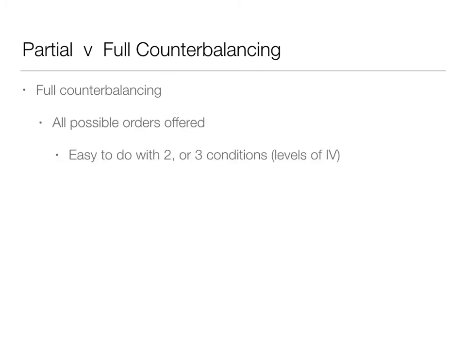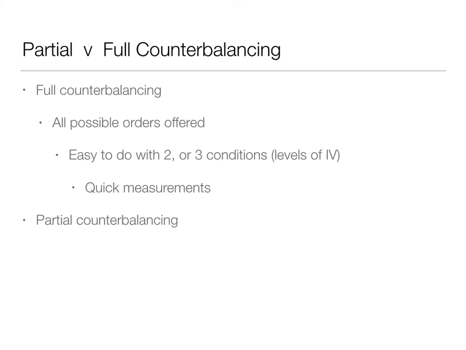So, full versus partial counterbalancing. Full counterbalancing is when all possible orders are offered. And that is really easy to do when you have 2 or 3 conditions. So what we just did in that example was full counterbalancing. You have the option of getting treatment 1, then treatment 2, or the other option is getting treatment 2, then treatment 1. Those are the only 2 options. And so all those possible orders have been offered. With 3, it's still possible, right? It gets a little bit more tricky. And you can do this really easily with quick measurements.